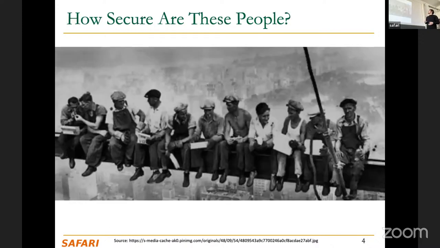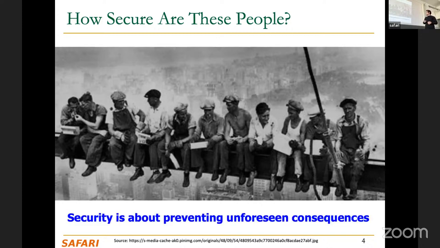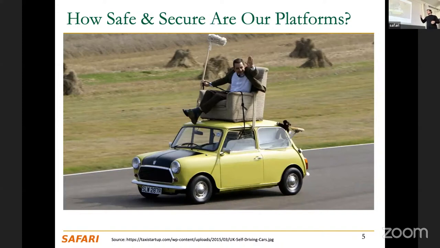And again, how secure are these people? If they get a bit flip in this metal bar they're sitting on, they won't be happy. So maybe they're not very secure. And security is about preventing unforeseen consequences. We might have fully self-driving cars in the future that might look like something other than this. But basically, we will have DRAM in those cars, perhaps. And we probably want the cars to be safe. And that means we likely don't want RowHammer bit flips, or however you want to call it.